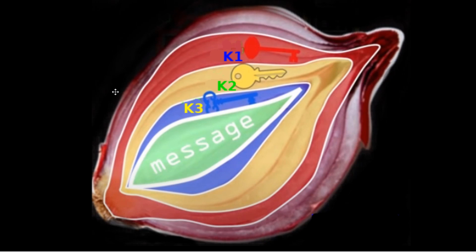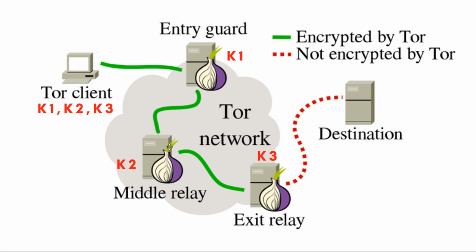What it can do is forward the message to the middle relay, which has K2 and can decrypt the second layer. The middle relay cannot look at the message because it's still encrypted with K3 and it doesn't have the key. The middle relay will forward the message to the last relay, called the exit relay, which in turn will decrypt the last layer with K3 and get the original message.